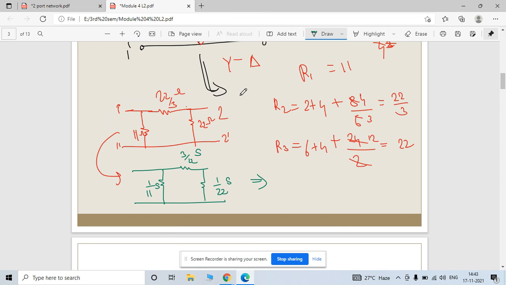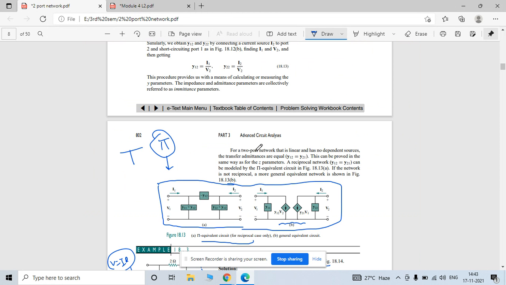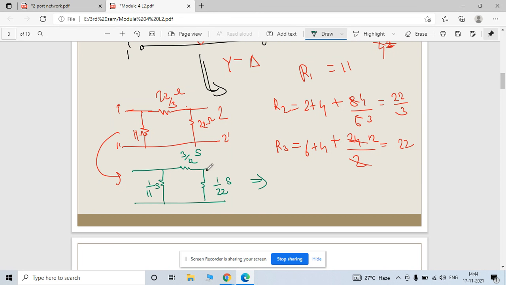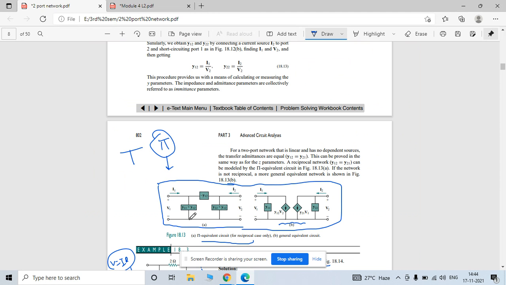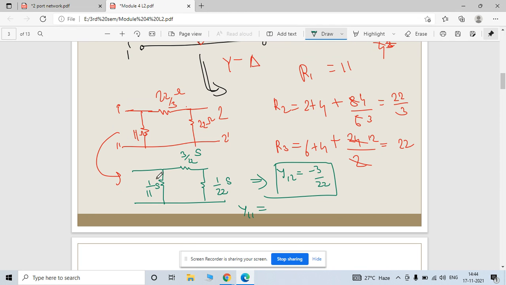Now, what is the standard equation? See here, this is nothing but minus y12, so this is nothing but minus y12. So what is y12? Y12 here is minus 3 by 22. And y11, what is the value of y11 here? See y11, this is an addition of this y11 and y12. So this is nothing but y11 plus y12.